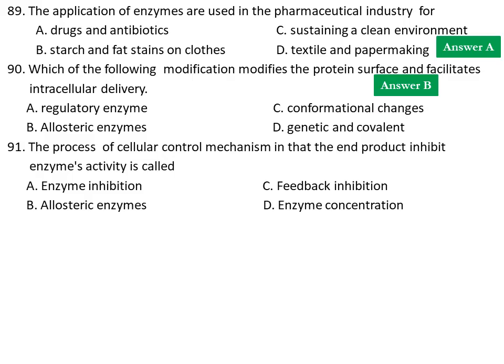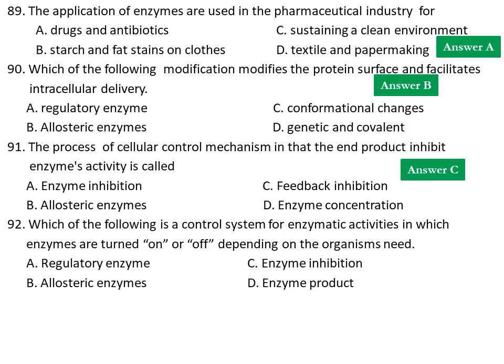Question number 91. The process of cellular control mechanism in which the end product inhibits enzyme activity is called A. Enzyme inhibition. B. Allosteric enzyme. C. Feedback inhibition. D. Enzyme concentration. So the answer should be C. Feedback inhibition.